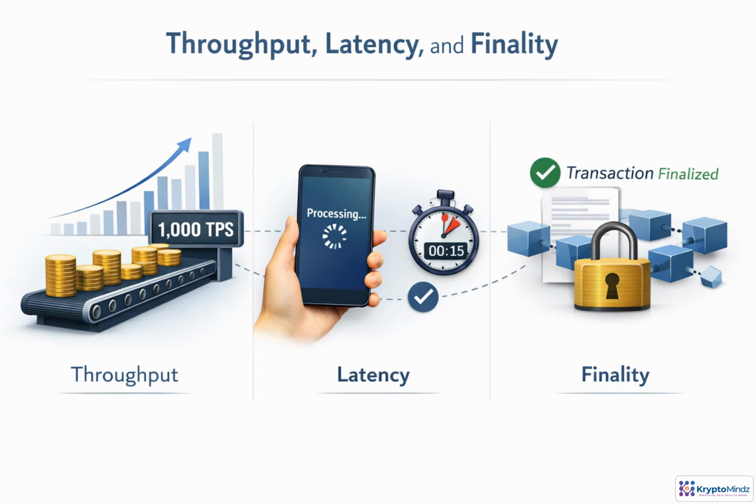Three terms are especially important when we talk about scaling. Throughput is capacity, how many transactions the network can process over time. Latency is waiting time, how quickly a user gets a response. Finality is settlement confidence, when a transaction is effectively irreversible. Different applications weigh these differently, depending on what users need most.